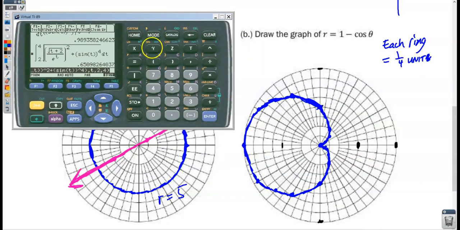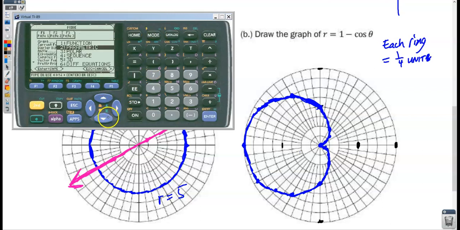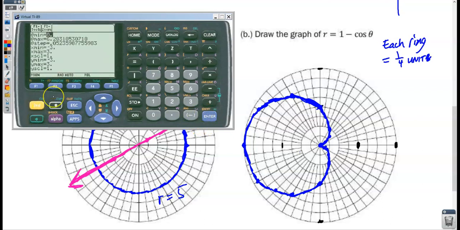All right, I'm going to go to polar mode. And again, when we change our mode, it's going to change the window of our calculator a bit. I'm going to change these to -2 and 2, since that'll match my grid that I have. And I have it set up from 0 to 2 pi, since I knew that was a complete rotation. And we're graphing 1 minus cosine of theta.